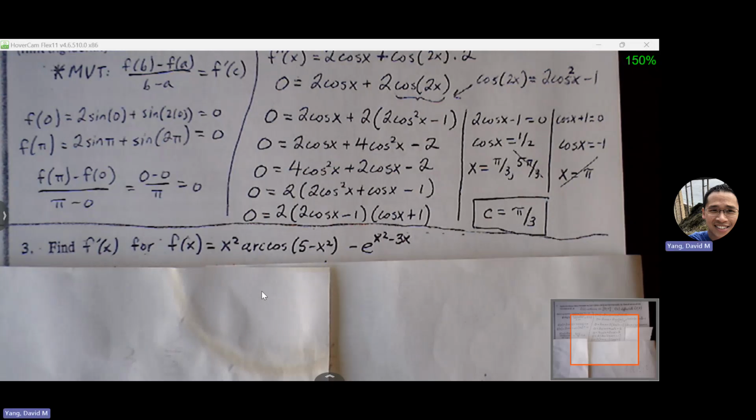Okay, any questions with number 2? All right, number 3, we're asked just to find the derivative for f of x. All right, what's needed and what's involved here if we want to find the derivative? What do you see?